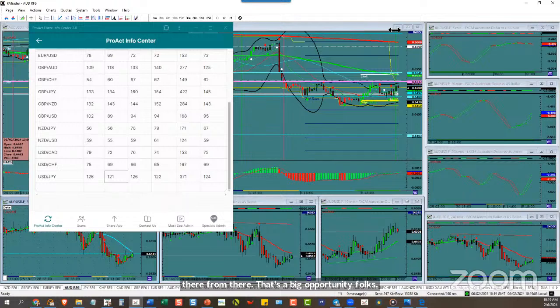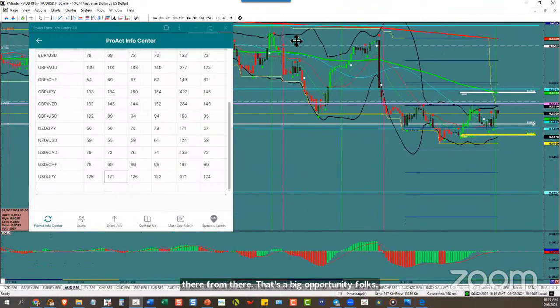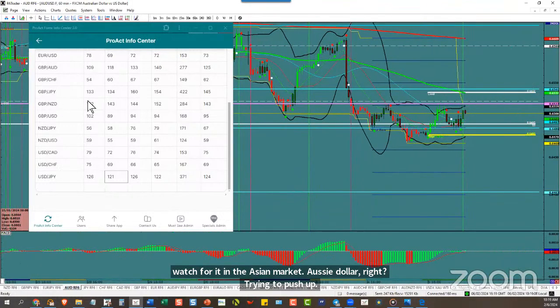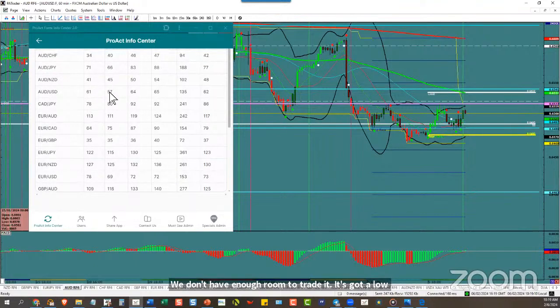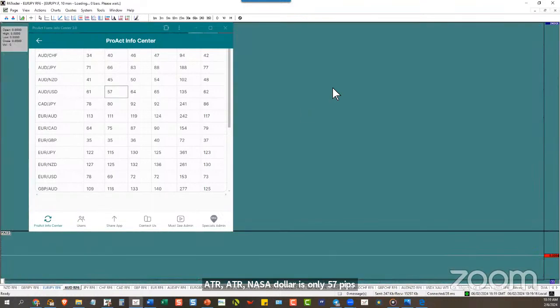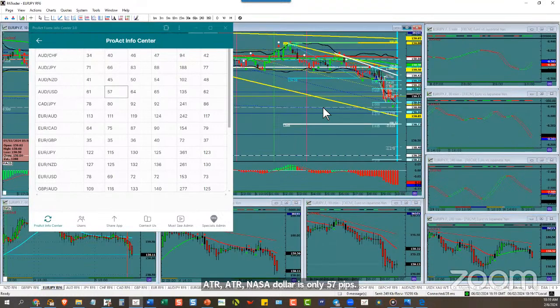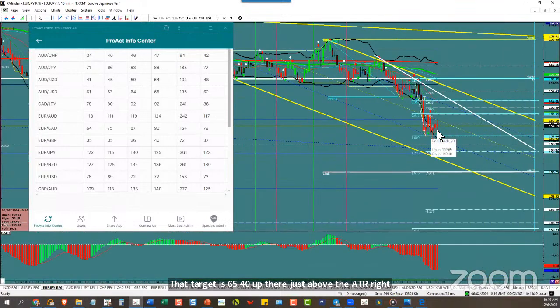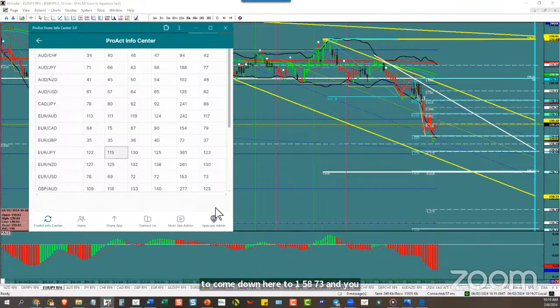Aussie dollar, all right, trying to push it up. We don't have enough room to trade it. It's got a low ATR. ATR on Aussie dollar is only 57 pips. That target is 65.40 up there, just above the ATR right there. Nothing to do on it. All right, Euro Yen, we're in this trade up 45, 50 pips right now, looking to come down here to 158.73, and Euro Yen has 115 pip ATR.